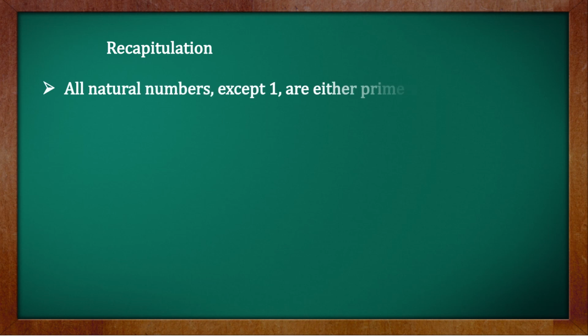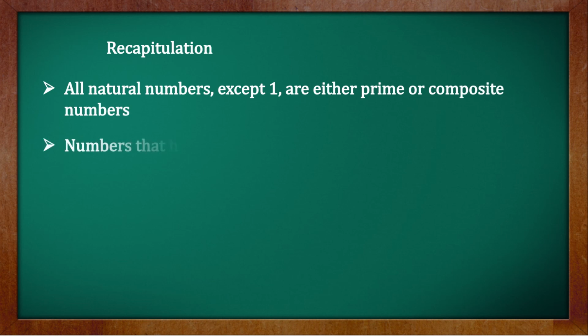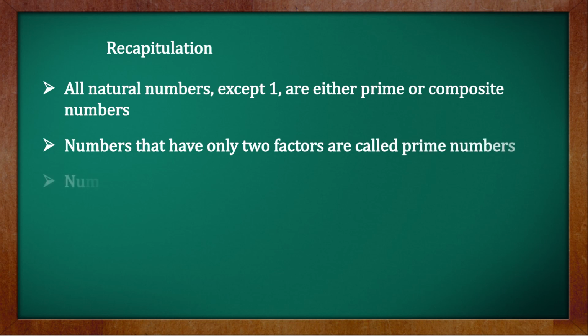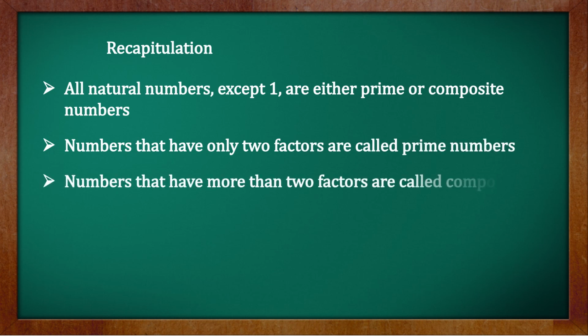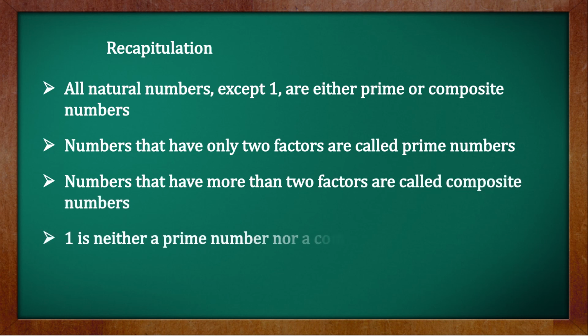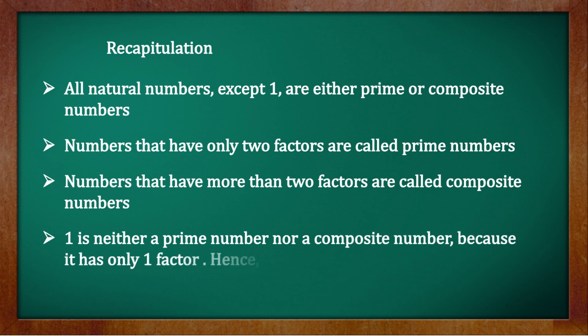A quick recapitulation before we end. All natural numbers except 1 are either prime or composite numbers. Numbers that have only 2 factors are called prime numbers. Numbers that have more than 2 factors are called composite numbers. 1 is neither a prime number nor a composite number because it has only one factor. Hence, it is called a unique number.